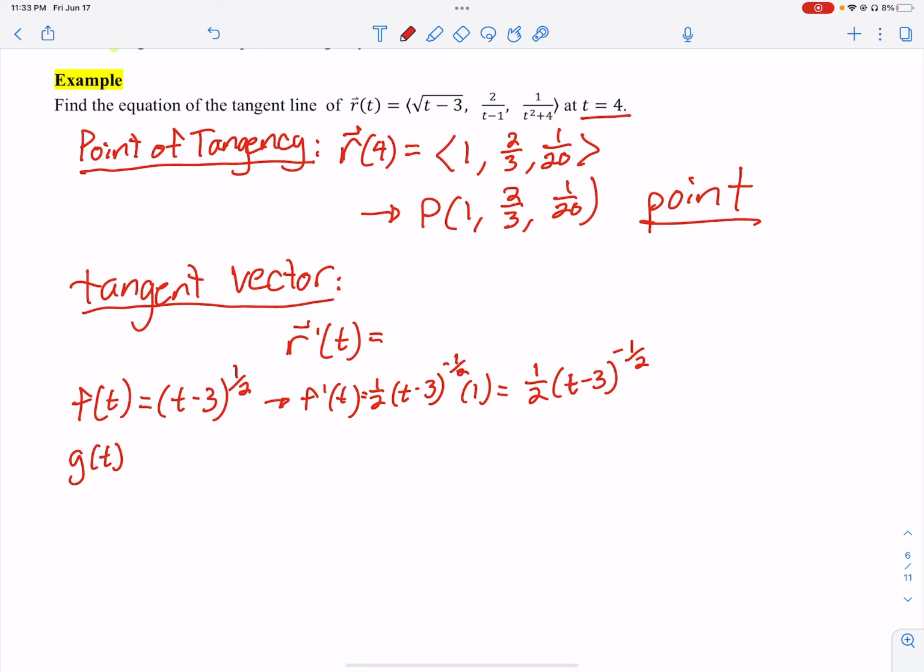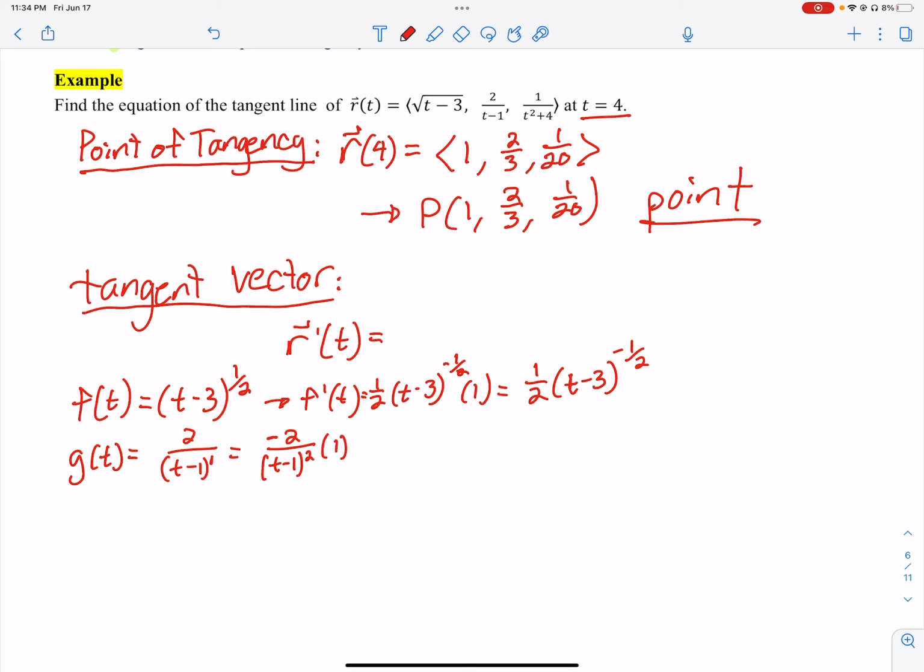g of t was 2 over, and I'm going to write it this way. We're going to do a chain rule here. That's to the first power. So the power comes down, it's a 2 on top still, but it was a negative when it comes up, so it's a negative 2 over (t minus 1) to the second power, because it would become a negative 2 times 1.